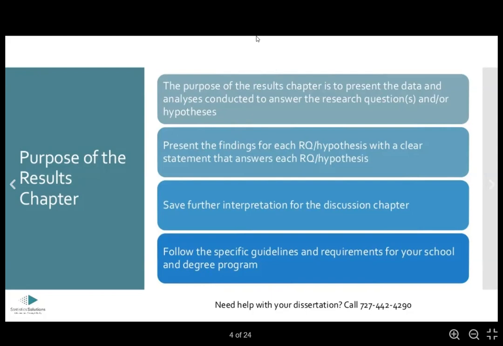To begin this chapter, you will want to present the findings for each of your research questions. So you should be going through in a step-by-step process, and there should be an answer to every single research question that you have outlined at the beginning of your study. And then again, make sure that you are checking in with your program so that you know what the guidelines for your study and your school are.